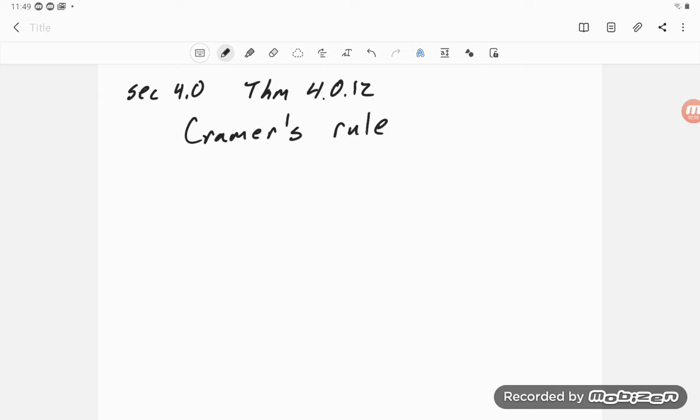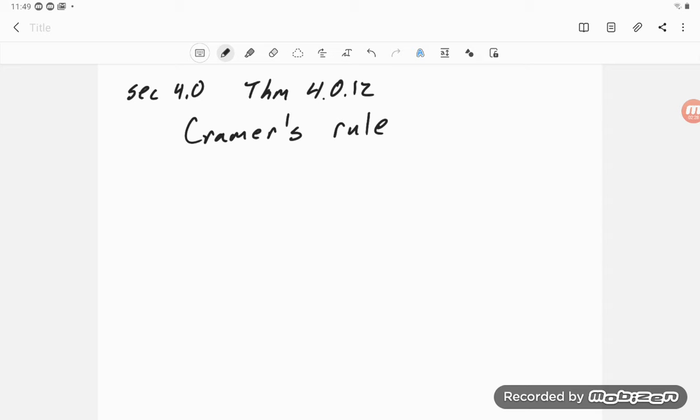But generally speaking, I find it more just a neat theoretical result that is important in that sense. But I wouldn't use it typically to actually try to solve a system of equations.